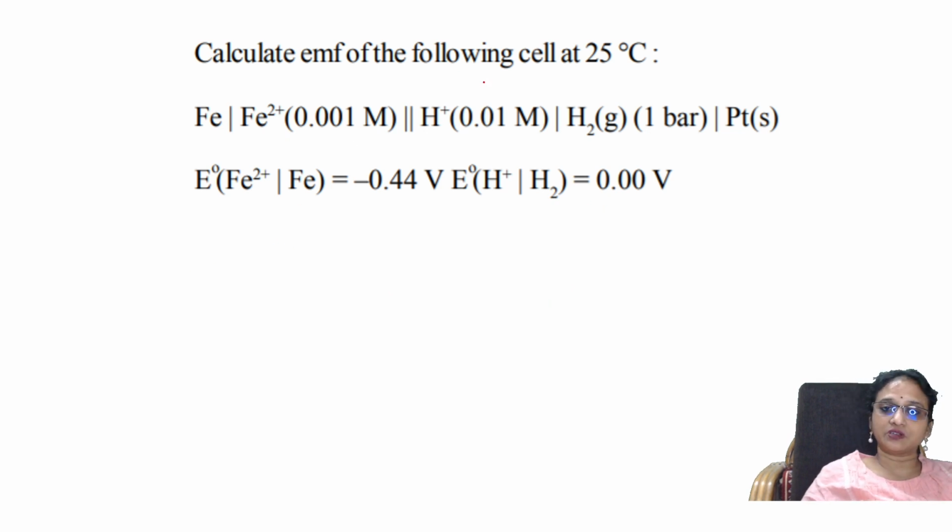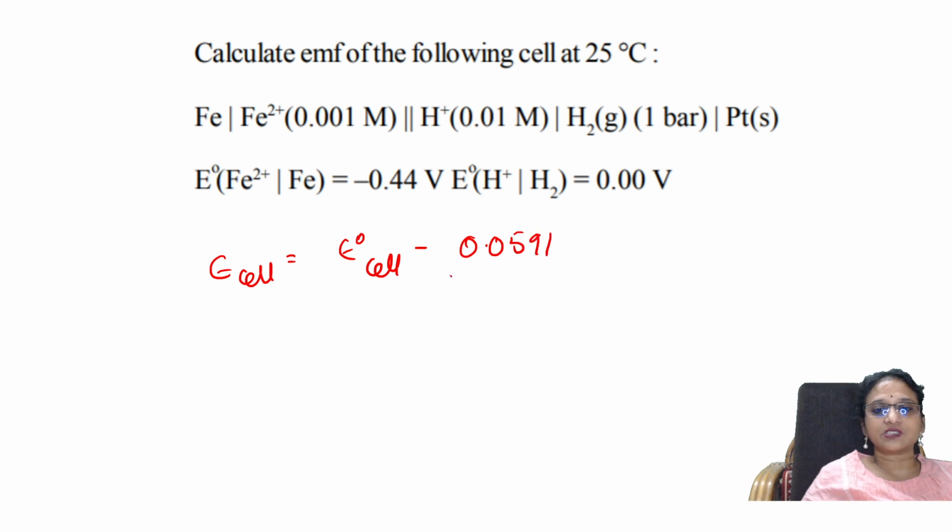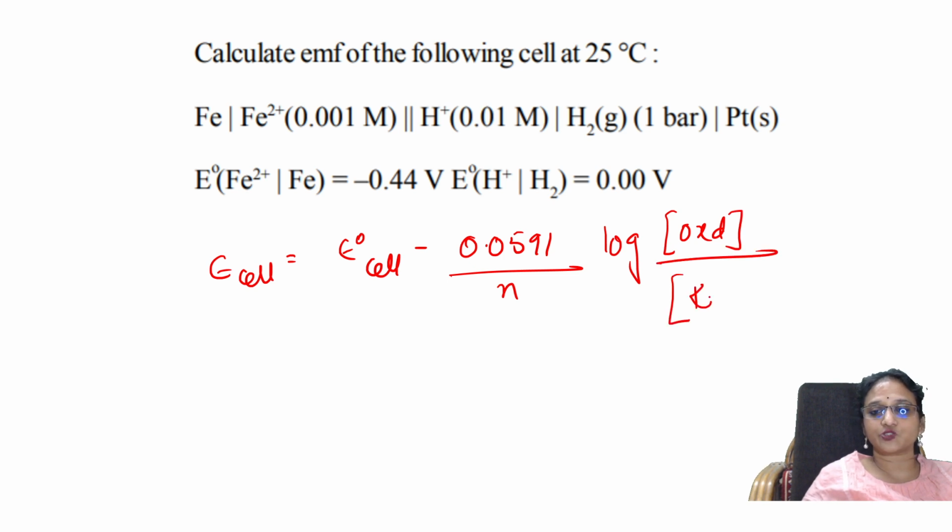Calculate EMF of the following cell at 25 degrees. They have given me cell notation. I have to calculate the EMF of the cell, nothing but E cell. Yes. So, first of all, see what is the formula? E cell is equal to E naught cell minus, same thing students, it is easy, oxidized part by reduced part. Oxidized by reduced part.